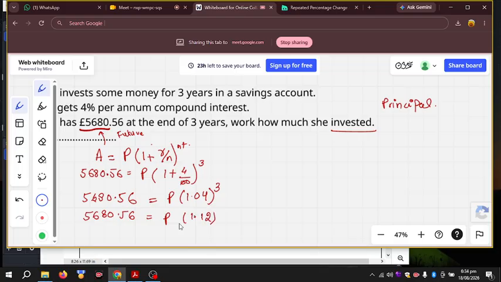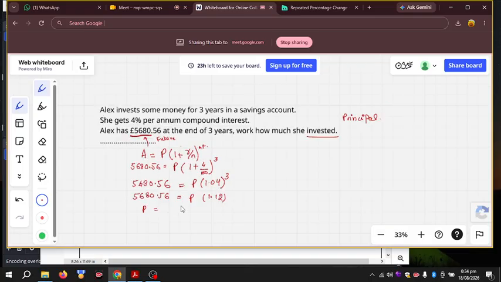1.12. So we have to find out the principal amount. 1.12 is multiplying with P. When we move it to the other side, it will be divided, right? So divide 5680.56 by 1.12. What will we get?